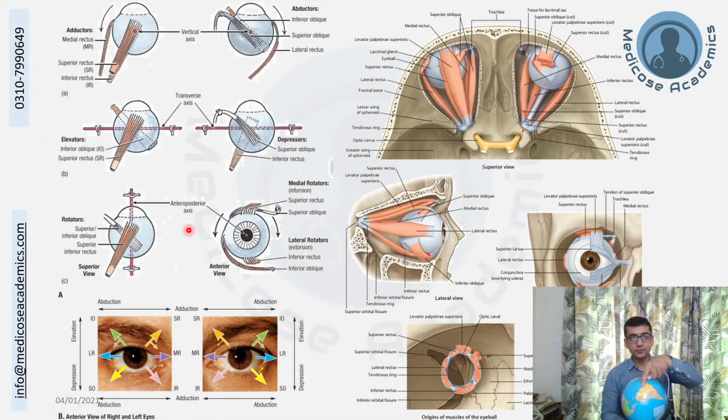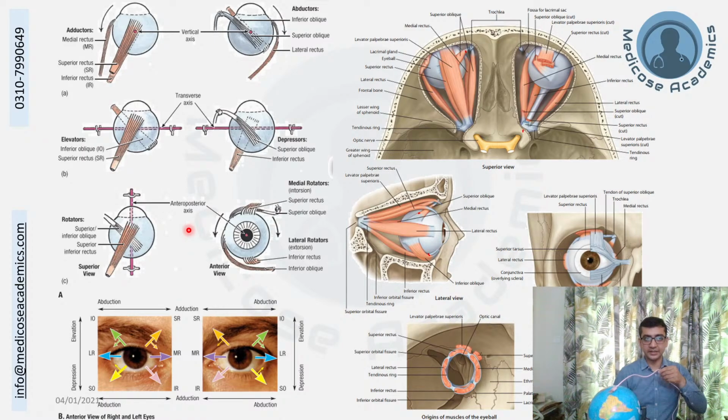Superior rectus is attached to the superior surface. This is the right eye, and it is approaching from the medial aspect. When it contracts, it will move the eyeball up. It will help in elevation. It will help you to look up.